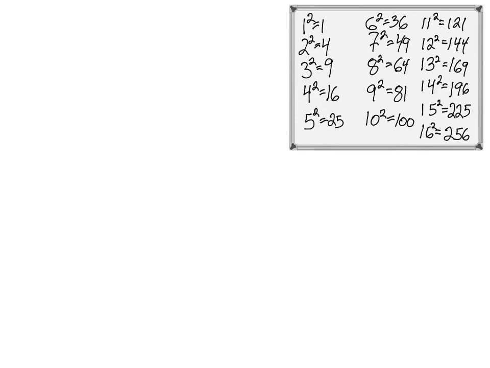Next, you're going to need to find the square root of a number that is less than 256. If you want, you can do this for numbers that are greater than 256, but you will need to know the perfect squares leading up to that.